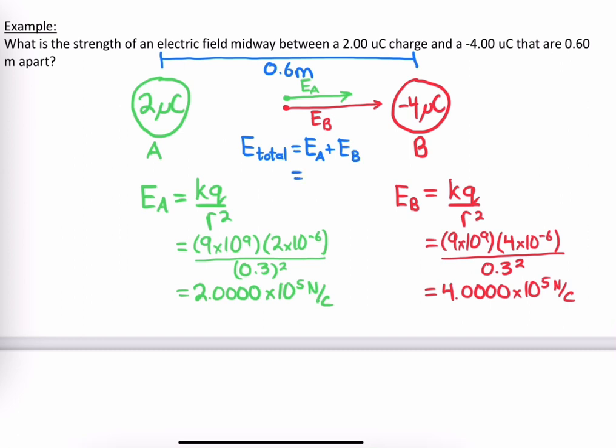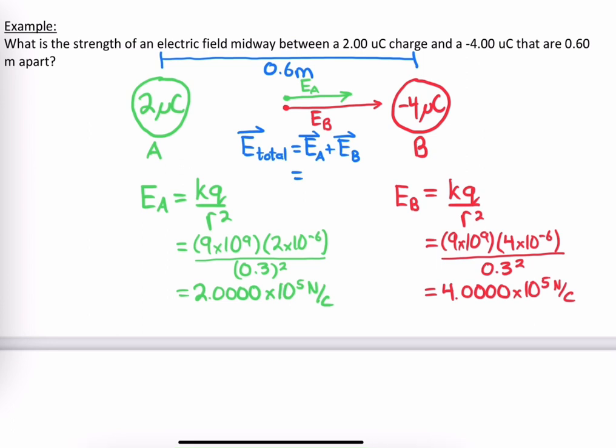So if I take this number here and this number here, and I add them together, I'll get my result. Now note, when I'm adding these, I'm adding them like vectors. The total electric field is a vector, the electric field from A is a vector, and the electric field from B is a vector. So plus and minus matters here.